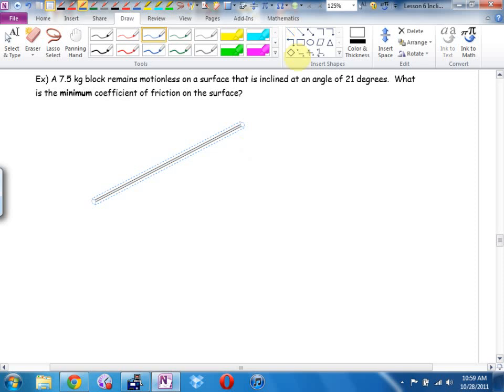There. That looks vaguely straight. The angle is 21 degrees. There's my block. The mass is 7.5. I don't think I'm going to draw that on there because I want to write a bunch of forces on there.